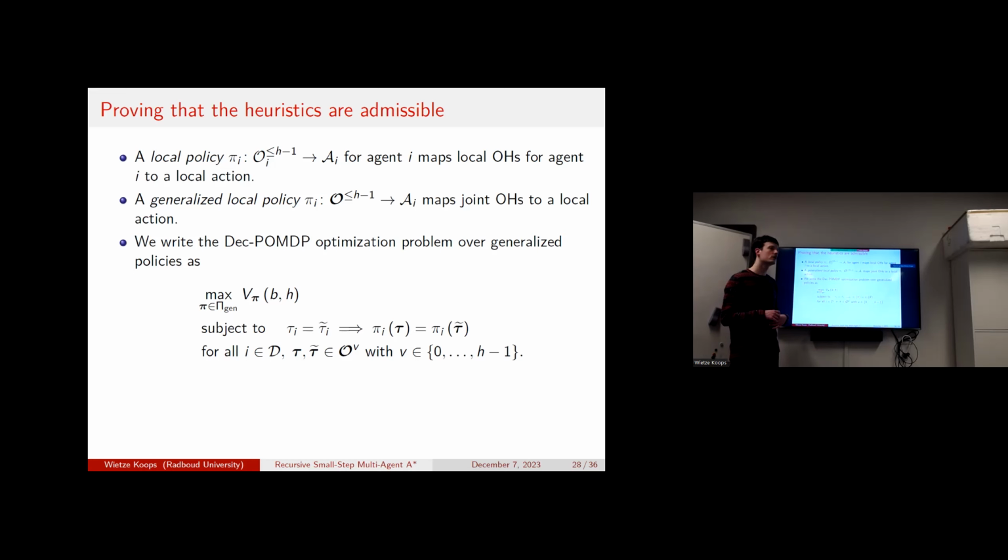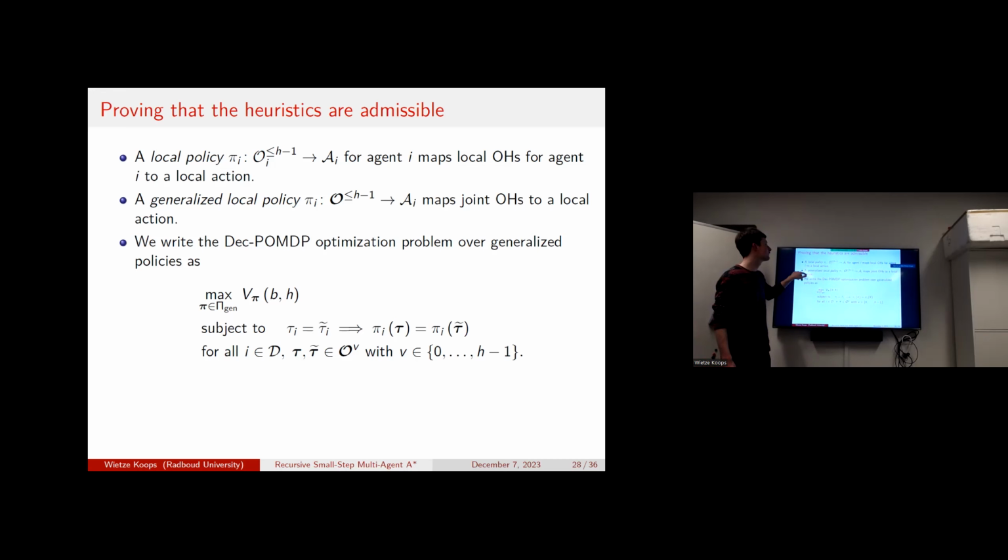Are we just mapping each local observation history to a local action, or are we assuming that they know about each other now? The generalized policy assumes that they know about each other, that they get each other's observations. Which, of course, is not the case in reality. Given this information, it would be a way of getting an upper bound, because then you have more information. The idea is that I can transform every local policy to a generalized local policy by just saying: ignore all the extra information that you got.